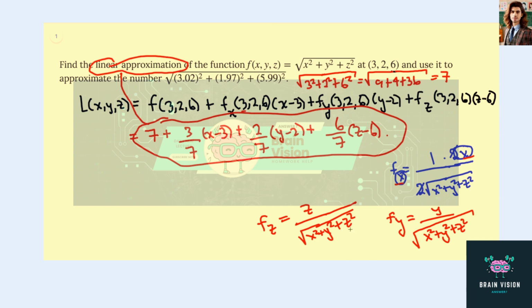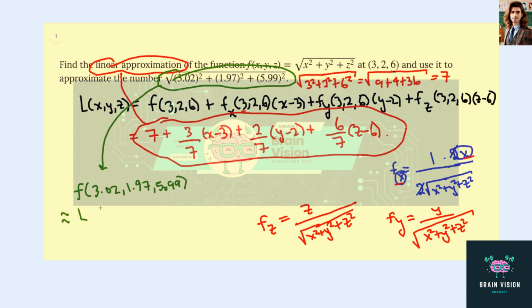Now we want to use this to approximate this value here. So this value here is equal to f of 3.02, 1.97, 5.99. And we know that the whole purpose of studying the linear approximation is that if you plug in a point near this given point up here, then the original function and the linear approximation L are approximately equal. And this justifies why I'm using the approximation symbol here. That's what's being asked.